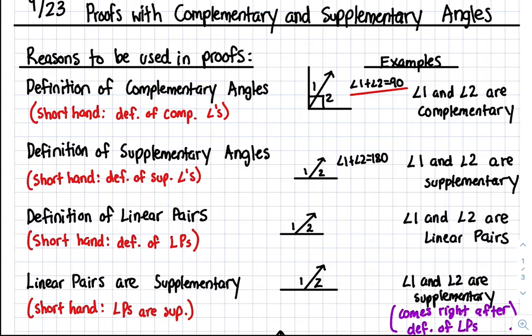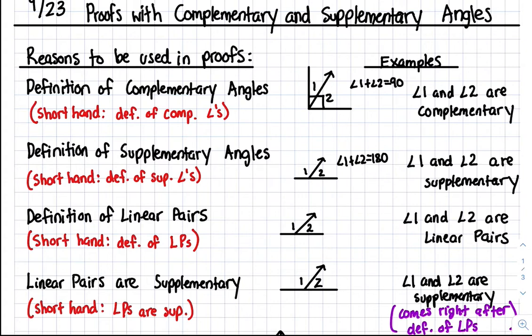Or if for some reason they say this as the statement, then I can say angle 1 and angle 2 are complementary angles. Why can I say that? Because that's literally the definition of complementary angles.